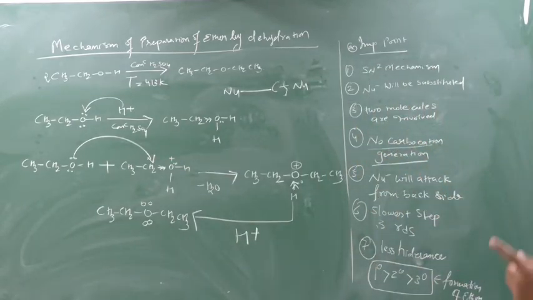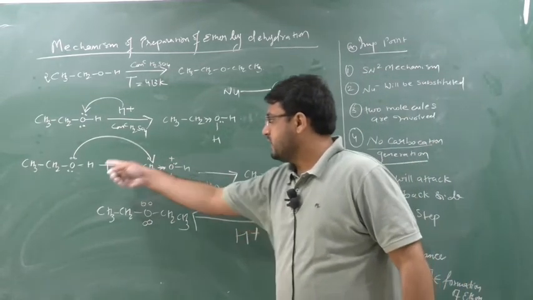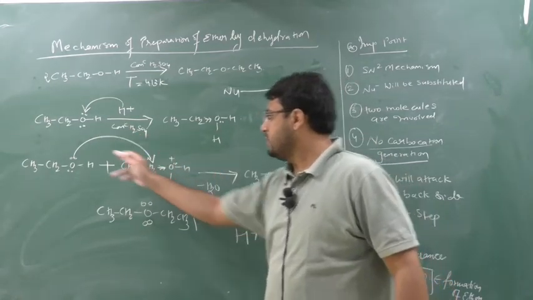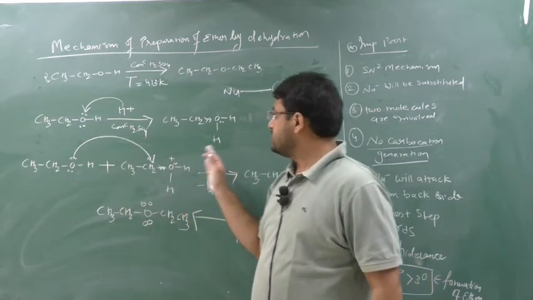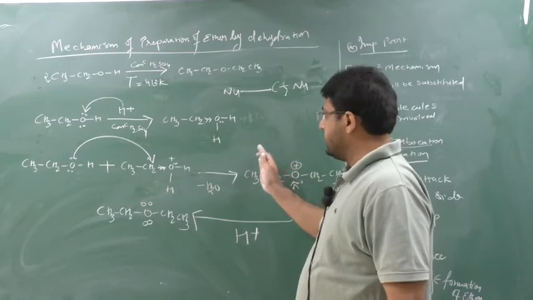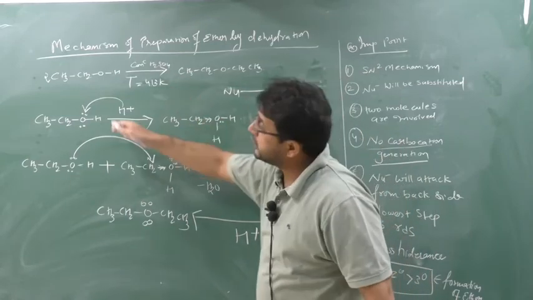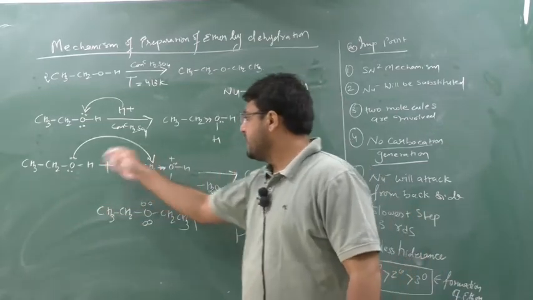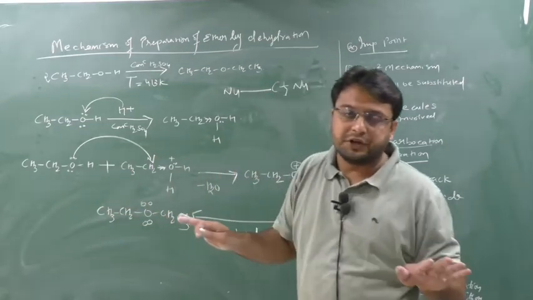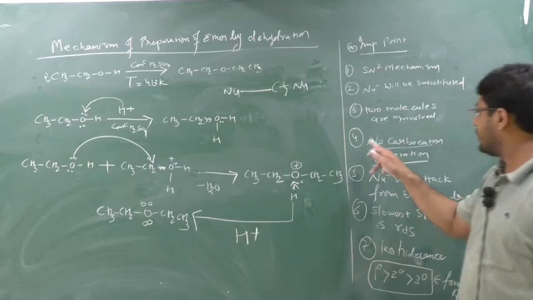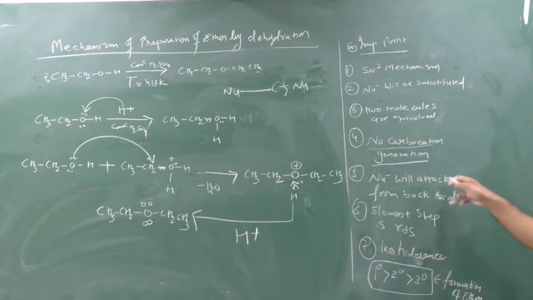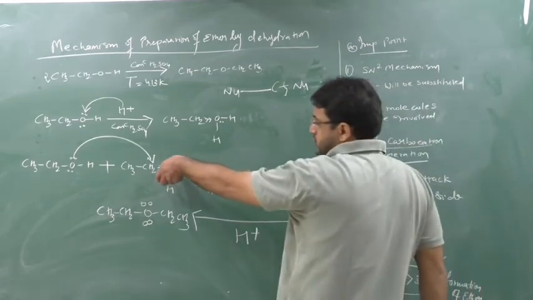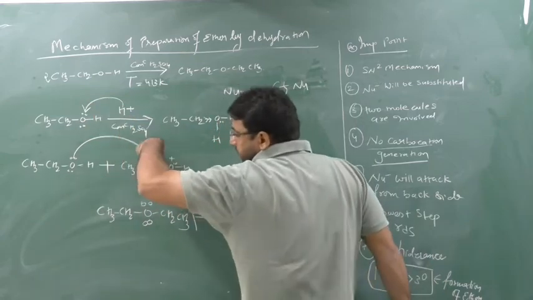No carbocation generation, I told you. As soon as this comes, water will go and this molecule will come. It is not like first the water goes, carbocation is generated, and then another molecule comes. No, it happens within a fraction of a second. Water goes, that molecule comes. So there will be no time for the generation of carbocation. Nucleophile will attack from the back side. See, this water is going from here and the nucleophile is attacking from the back side.